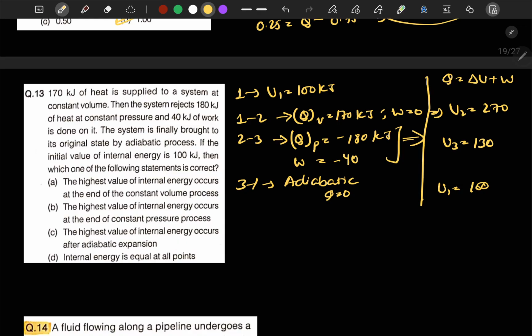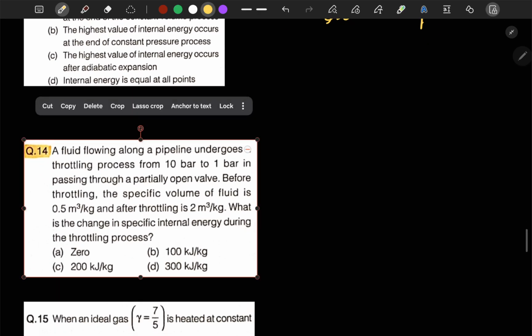The highest value of internal energy occurs at the end of the constant volume process. Yeah, exactly, it is correct. The highest value of internal energy is 270, which occurs at the end of the constant volume process. The highest value of internal energy occurs at the end of constant pressure? No. The highest value of internal energy occurs after adiabatic expansion? No. So option A is correct here. Next we'll move to question number 14.